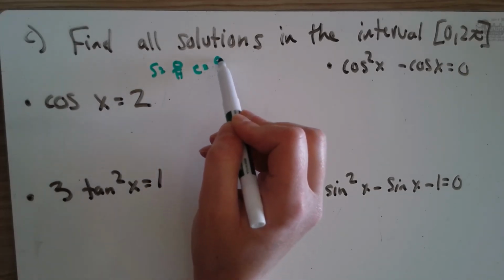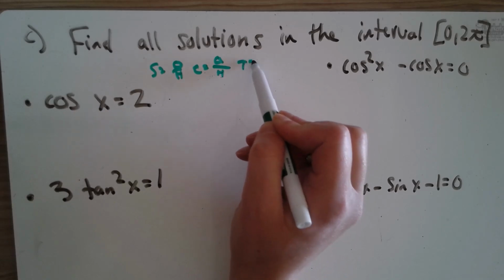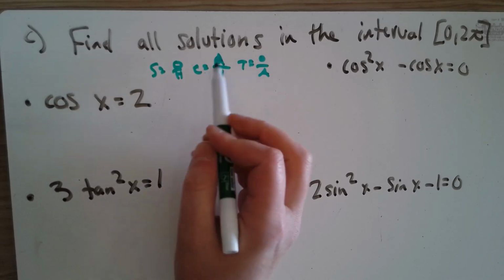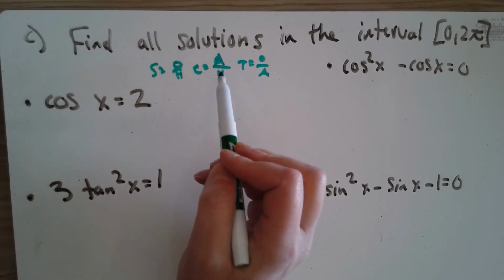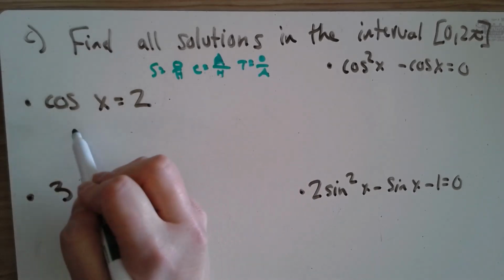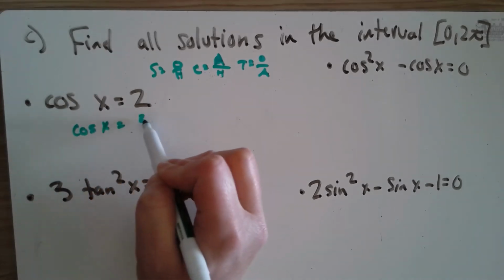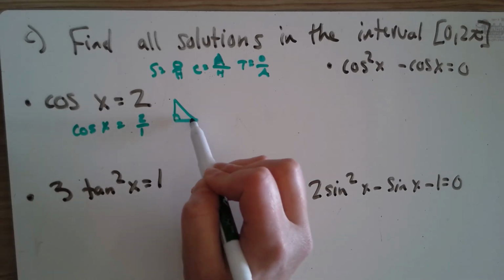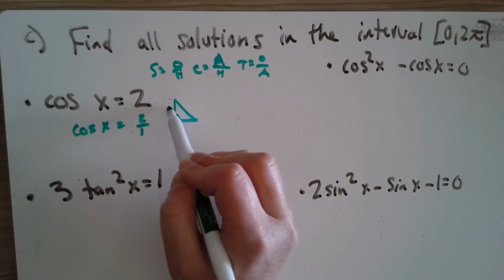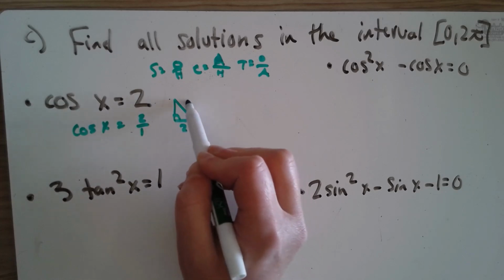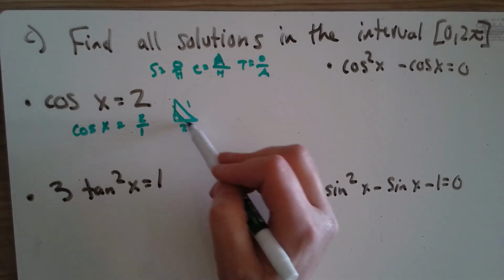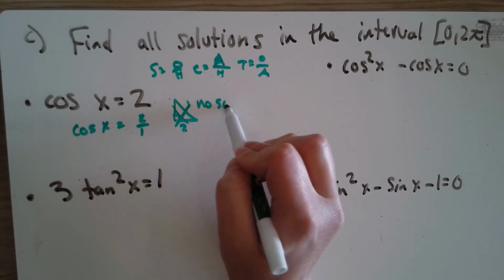Okay, let's see. We know cosine is a ratio of adjacent over hypotenuse. So if we look at this, cosine x equals 2 over 1. We're saying that we have some triangle where the adjacent is 2 and the hypotenuse is 1. What do we know about that? Well, our hypotenuse can't be smaller than the adjacent. This is not a triangle. So this actually has no solutions.